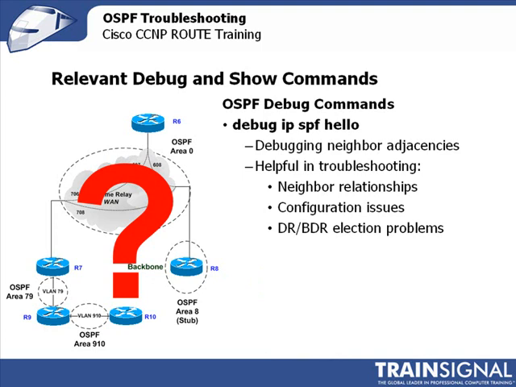And another thing that's helpful is the debug IP OSPF hello. It helps you debug neighbor adjacencies. It shows how often the hellos are happening and what's involved with that. This can help you with troubleshooting neighbor relationships, configuration issues, and because the hellos are used for DR and BDR election, it can help you with those issues as well.